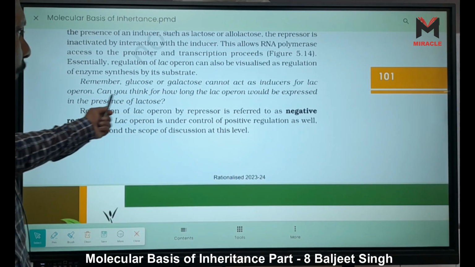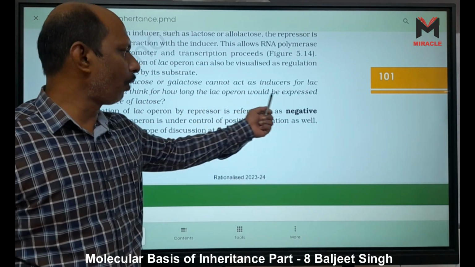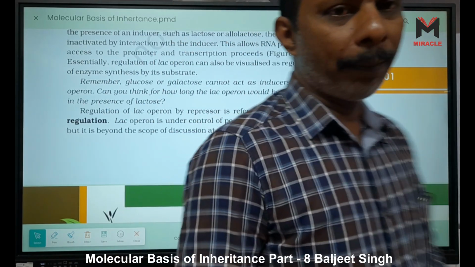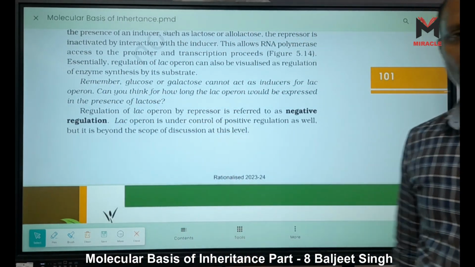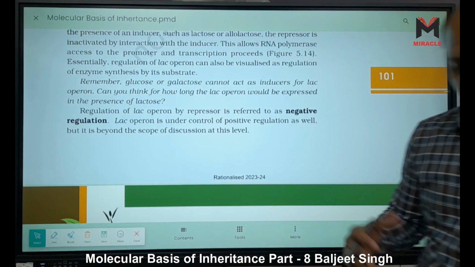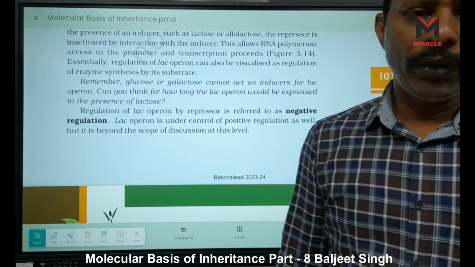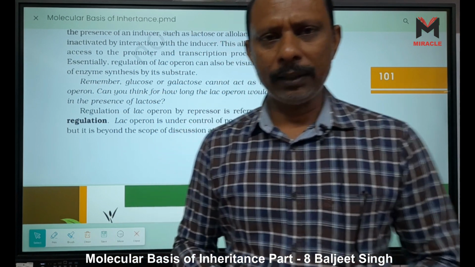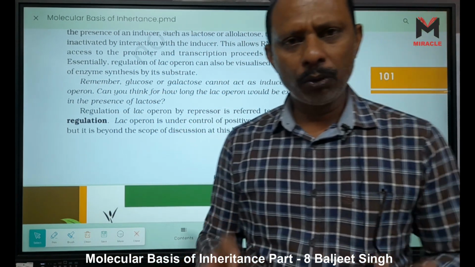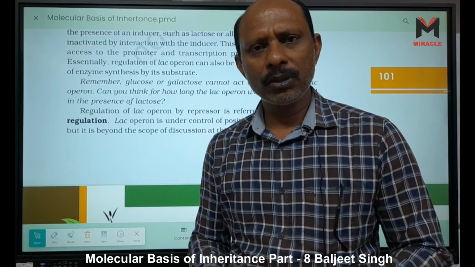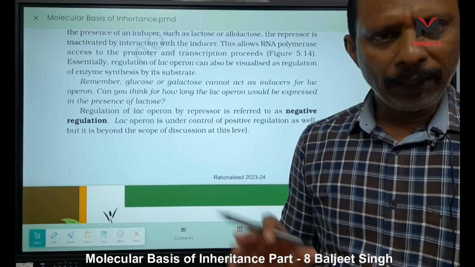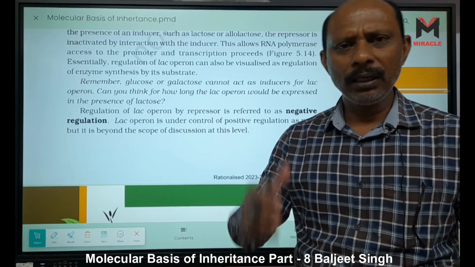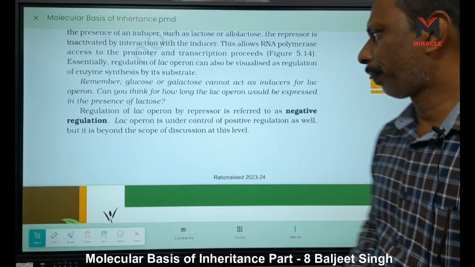Now, can you think for how long the lac operon would be expressed in the presence of lactose? It depends upon the availability of lactose, and second, upon the demand of the cell. When a sufficient amount of glucose is formed inside the cell, the process stops. Second, when lactose is absent, it cannot bind with the repressor protein. That means the repressor protein binds with the operator and the process is stopped.